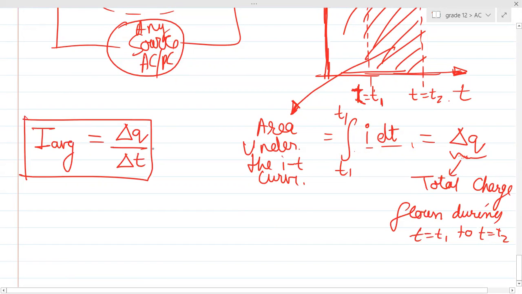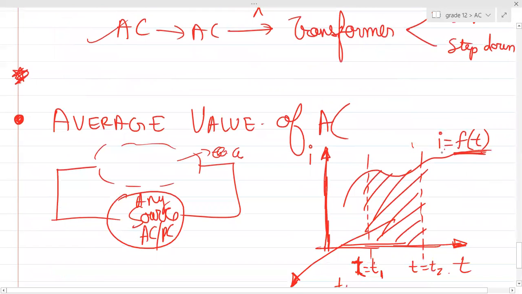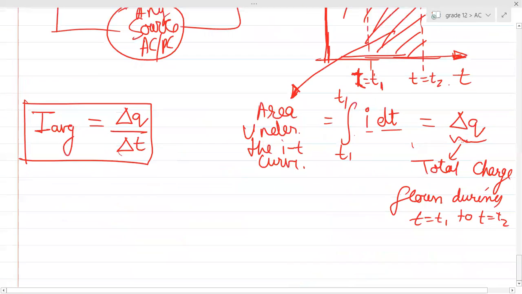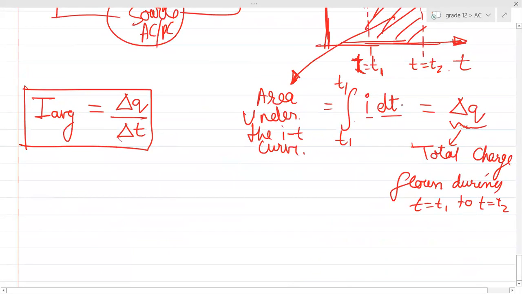Yes or no? Can I say this? Yes, sir. So from here, can you see this I? This I was basically the instantaneous current. And what is this? It is basically the average current, right? So from here, can I replace this delta Q by I average into delta T?